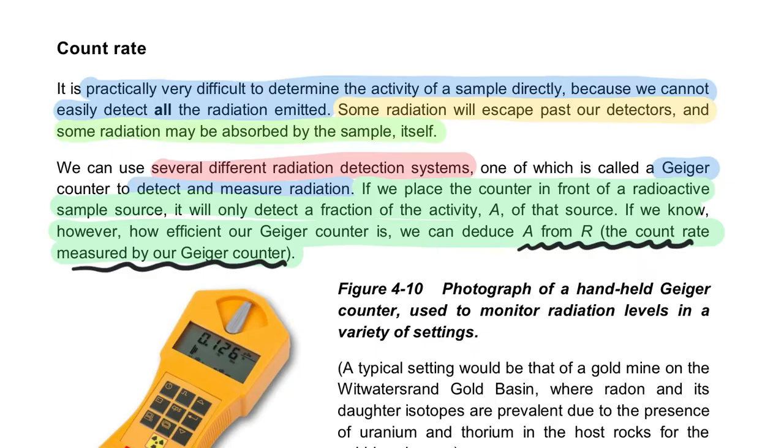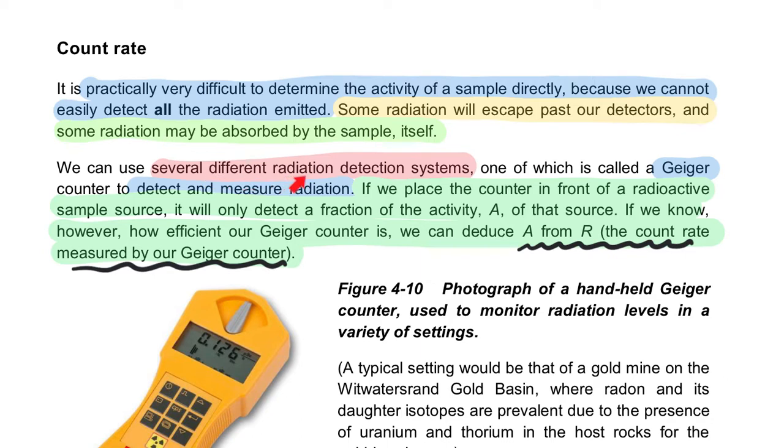So let's now look at something called count rate. It is practically very difficult to determine the true activity of a sample directly because we cannot easily detect all the radiation emitted. The radiation generally gets emitted into three-dimensional space. So we are definitely going to have some radiation that will escape past our detectors, and some radiation may even be absorbed by the sample itself as the radiation is on its way out.